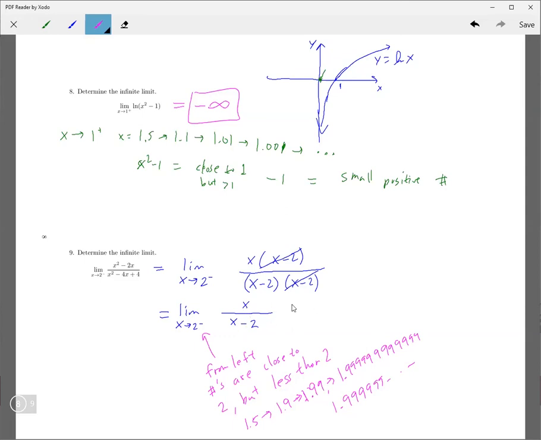Okay, so the numerator is going to be close to 2, so that's going to be positive in the numerator. But in the denominator, when you have numbers that are less than 2 and you subtract 2 from them, you're going to get negative. So you have a number that is close to 2, and then this number is going to be close to 0. Because if you take 1.99 and subtract 2 from it, you're going to get negative 0.01. And if you take this one and subtract 2 from it, you're going to get negative 0.0000, a whole bunch of zeros and then a 1.